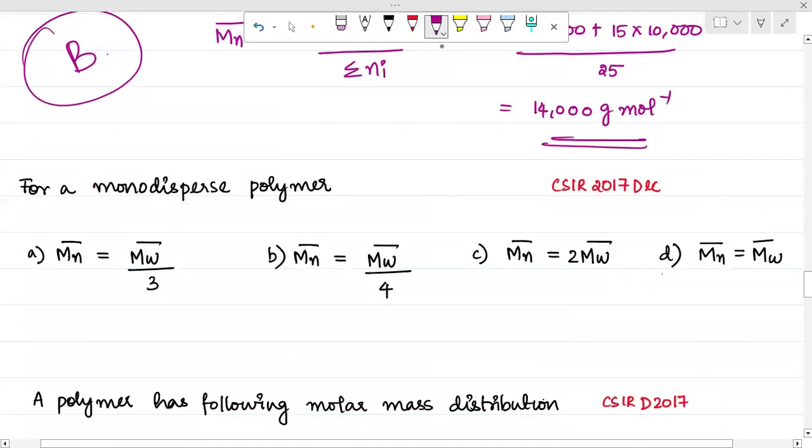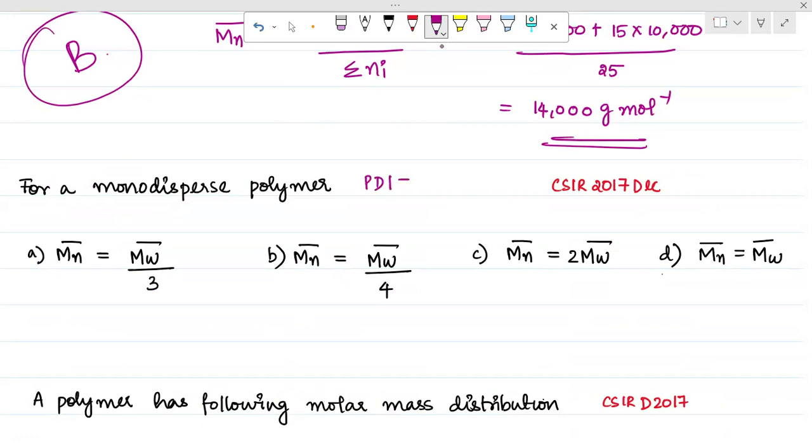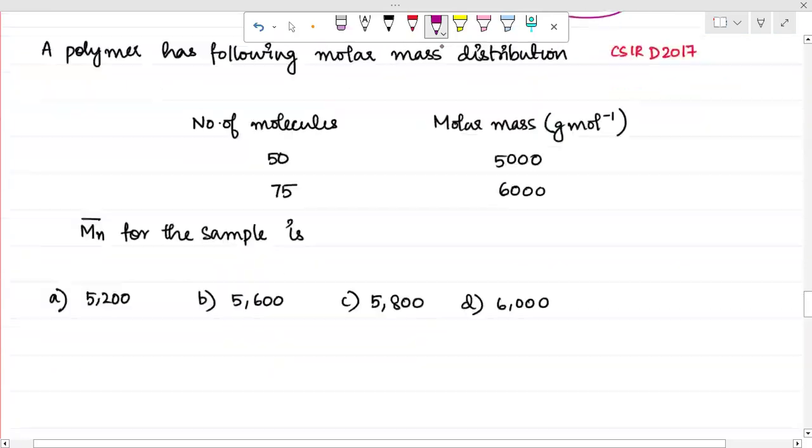Next question. For a monodisperse polymer, we did this in the last assignment as well. Monodisperse polymer means PDI is equal to 1. You know what PDI is. PDI is Mw divided by Mn. If that is equal to 1, then upon rearrangement, your correct option is going to be option D. Mn is going to be equal to Mw. Ninth one, option D. Next.